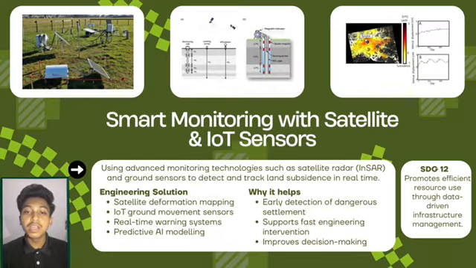The final pillar emphasizes smart monitoring with satellite and IoT sensors to track land subsidence in real time. Solutions such as satellite deformation mapping, real-time warning systems, and predictive AI modeling ensure early detection of dangerous settlement and support fast engineering intervention. This continues the advancement of SDG 12 through data-driven infrastructure management. This monitoring is vital for the expansion of the pipe water supply system.